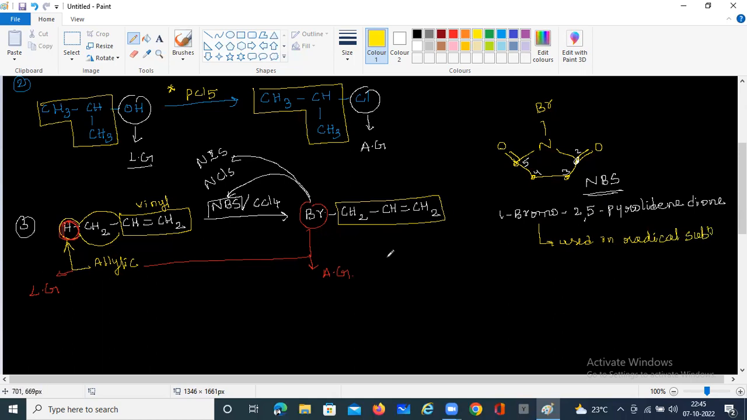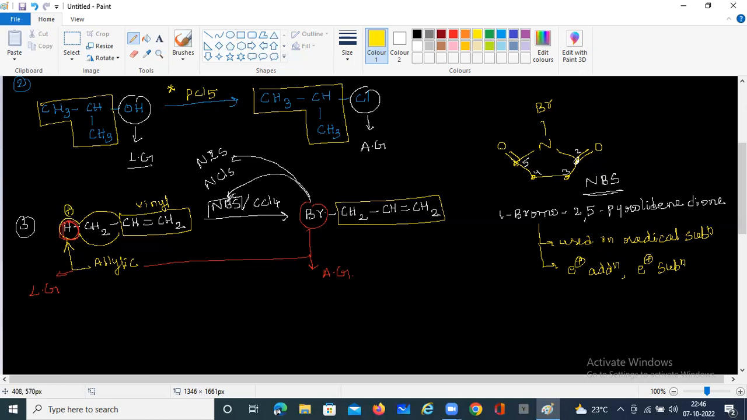Not electrophilic addition and electrophilic substitution. In this one, the allylic hydrogen is going to be substituted by bromine, so that's why NBS is applied here. Got it now?